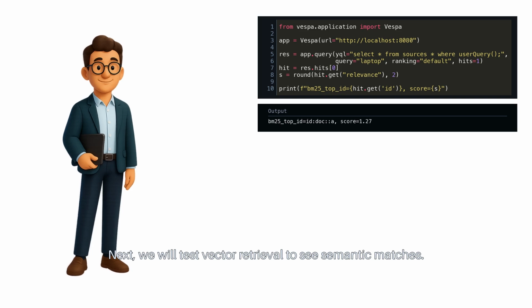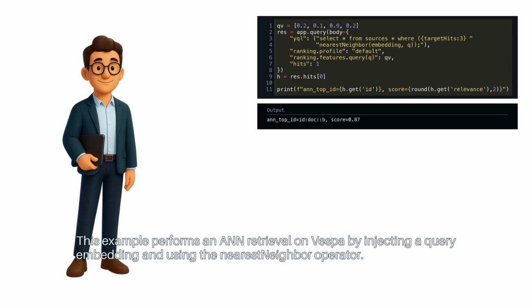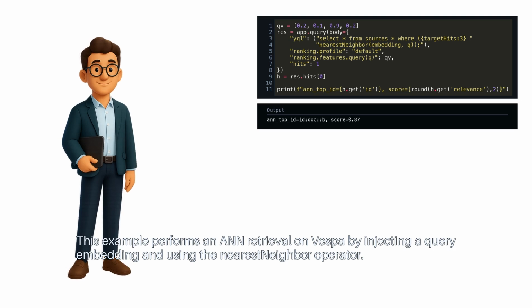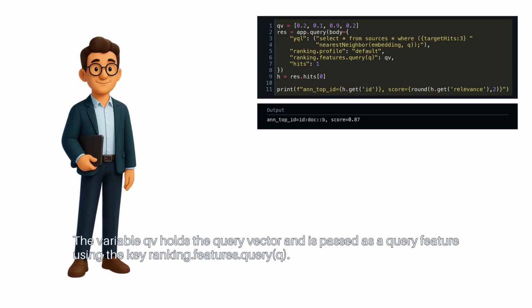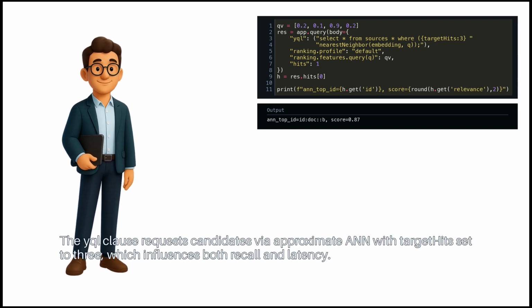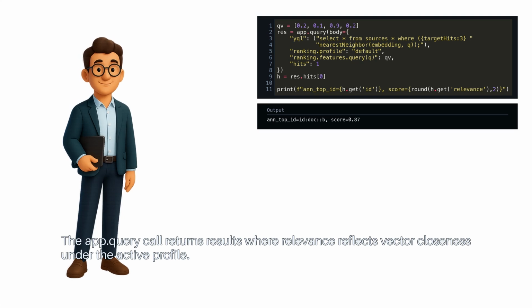Next, we will test vector retrieval to see semantic matches. This example performs an ANN retrieval on Vespa by injecting a query embedding and using the nearestNeighbor operator. The variable QV holds the query vector and is passed as a query feature using the key ranking.features.query. The YQL clause requests candidates via approximate ANN with target hits set to 3, which influences both recall and latency. The app.query call returns results where relevance reflects vector closeness under the active profile.